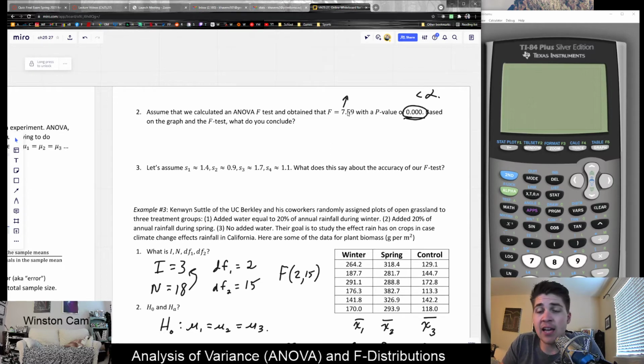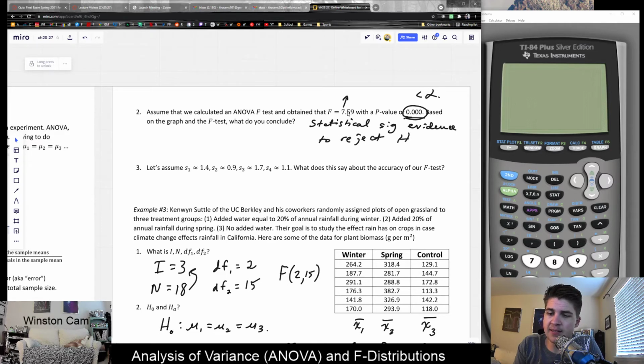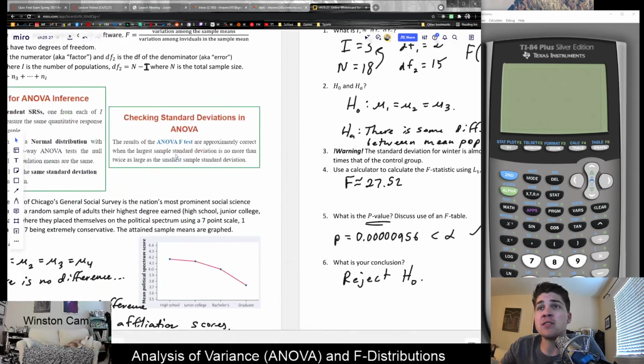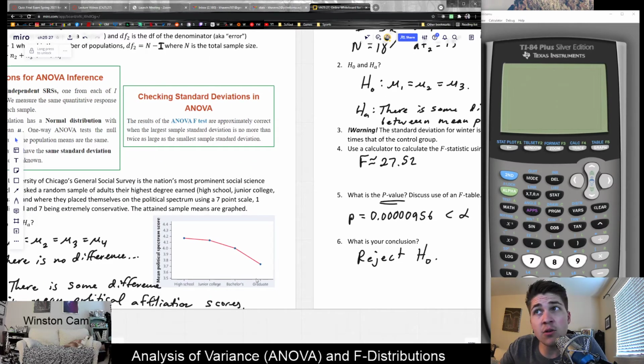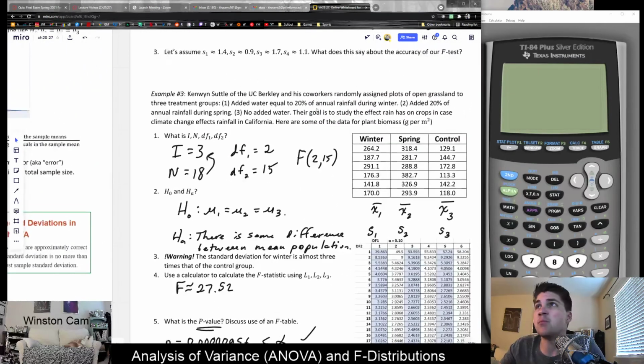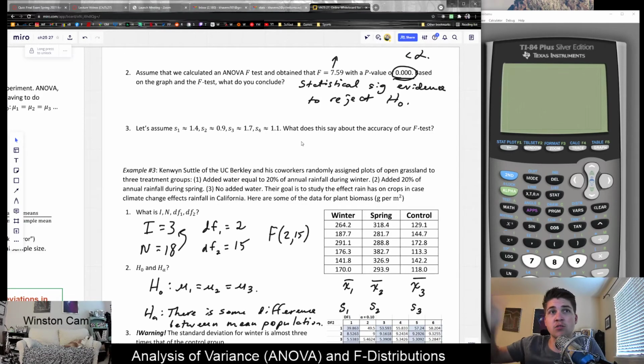So since our p-value is less than alpha, we conclude that we do have statistically significant evidence to reject the null hypothesis, meaning that we reject the claim that all of the groups have the same mean in favor of the alternative hypothesis that there are some differences. Again, we could go into this more and say that based on the graph, it appears as though graduate students are different from the other three and maybe bachelors as well. We could then elaborate and go into more statistical comparisons. Again, we'll save that for more advanced needs.